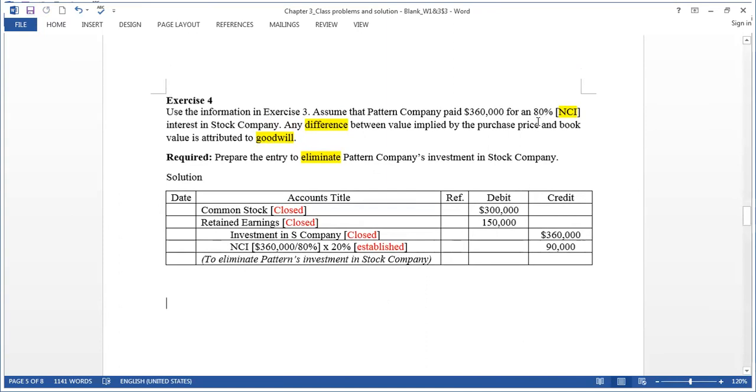So what is the summary of exercise 4? If we buy less than 100%, then we have to establish non-controlling interest. And how to calculate the non-controlling interest? First, you have to calculate the implied value. After calculating the implied value, 80% goes to the parent company, and 20% is the NCI, non-controlling interest.